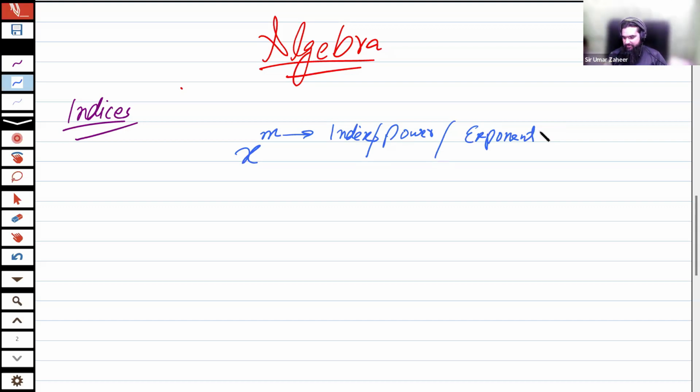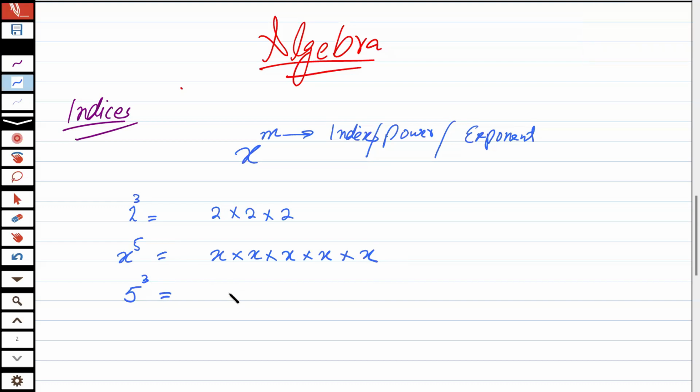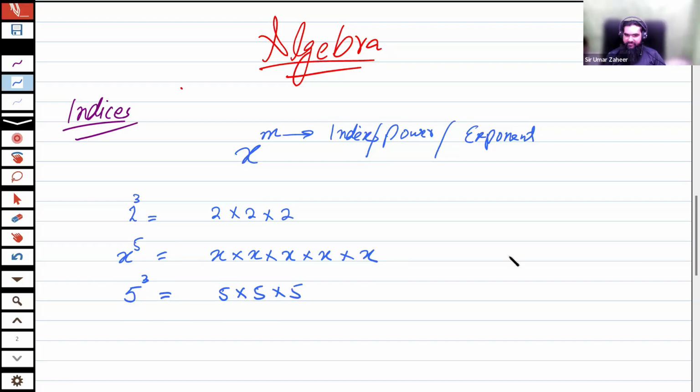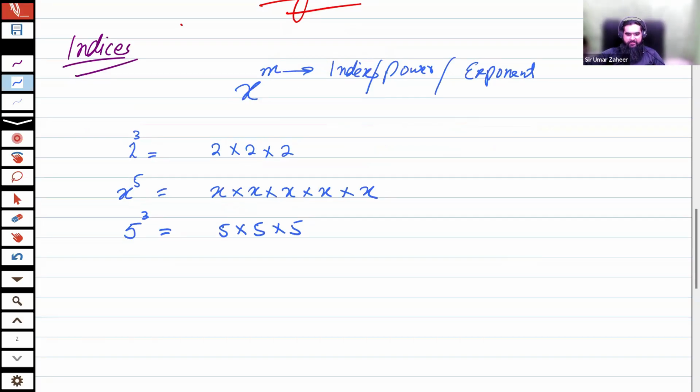What it tells us, for example, if you have 2 raised to power 3, it tells us the 2 is multiplying 3 times. 2 times 2 times 2. In the same way, if you have x raised to power 5, it means that x is multiplying 5 times. X times x times x, 3, 4, and 5. Mustafa, if you have 5 raised to power 3, what does it mean? It means that 5 should be multiplied by itself 3 times. 5 times 5 times 5. This is what the index basically tells us.